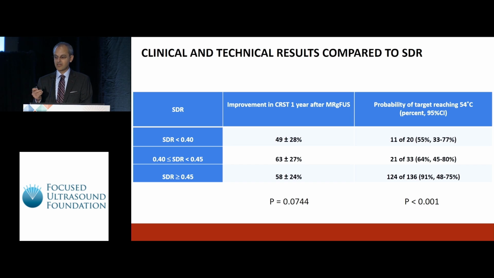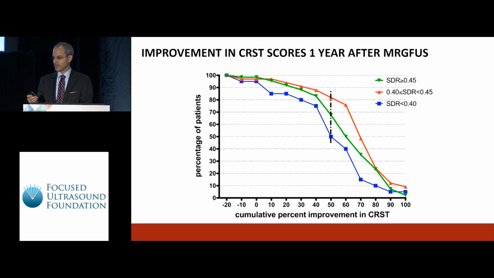What's interesting, though, is that there is no significant difference when you look at the CRST scores at 1 year within these different SDR categories. So there isn't a perfect correlation. Yes, SDR can predict the ease of reaching 54, but it doesn't predict the clinical outcome in this patient population, which I found surprising going into this. I wouldn't have predicted the results that I saw in this analysis.